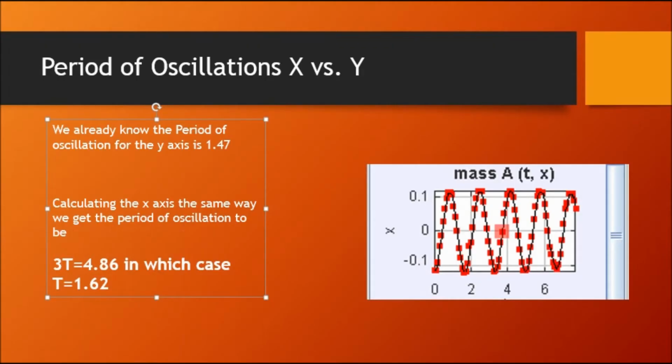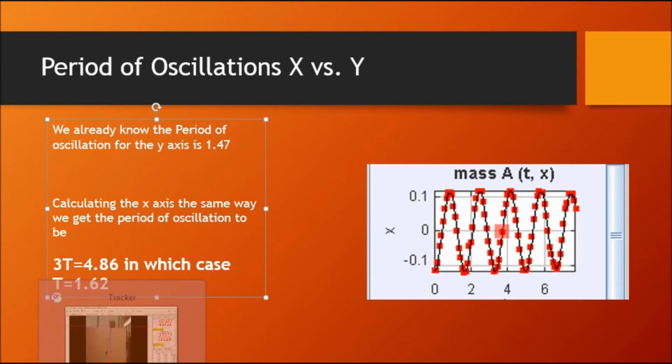The next question asks us to estimate the period of oscillations across the x-axis and across the y-axis. Well, for our code, we had already deduced that the period of oscillation for the y-axis was 1.47 seconds. Using the same method, we calculate the period of oscillation to be 1.62 seconds for the x-axis.